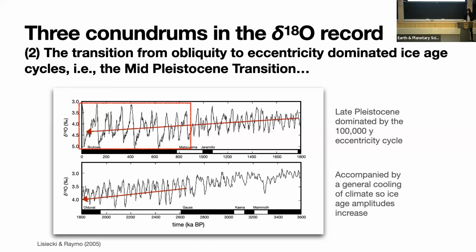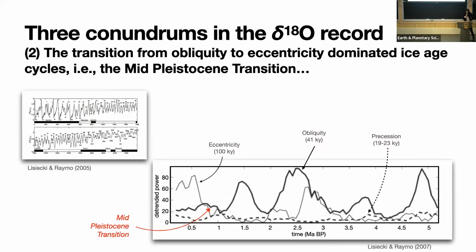And so accompanied by this was a general cooling and increase in the amplitude of these ice ages. This is shown a bit more clearly in this figure. So this is going back several million years, but what you see is the contribution to the signal from each of these cyclicities. So precession is very low in all of them.